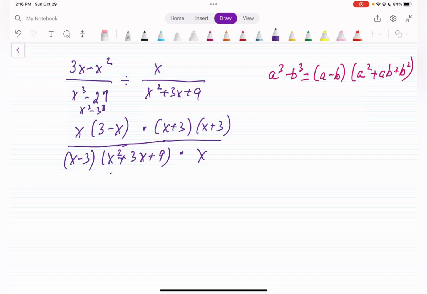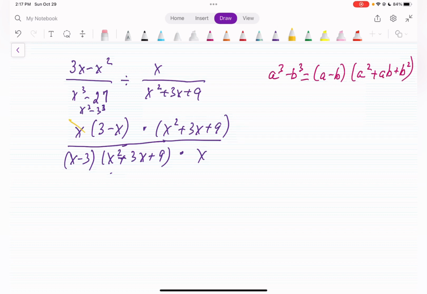Now, x squared plus 3x plus 9. I can't. I'm sorry. I can't. 3 times 3 is 9, but 3 plus 3 is 6. So I'm going to leave it the way it is, but I still can cancel it. It's identical to what we have at the bottom. So it's going to be x squared plus 3x plus 9. Okay. Well, let's see what we have here.